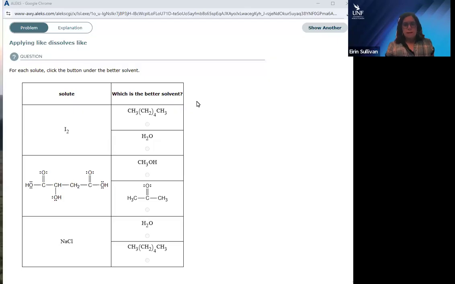What that means is that if something is polar, a polar solvent, so it has a dipole moment associated with it, or even hydrogen bonding, it's going to better dissolve or mix with another solvent that is also polar, so has a dipole in it, or is ionic. So like an ionic compound is going to dissolve better in a polar solvent. Okay, so like dissolves like. Polar is going to like other polar things.